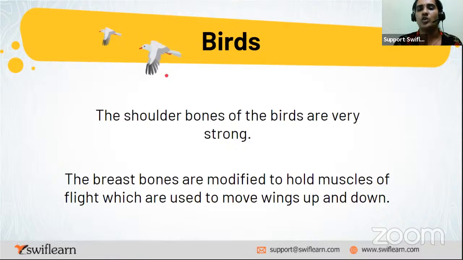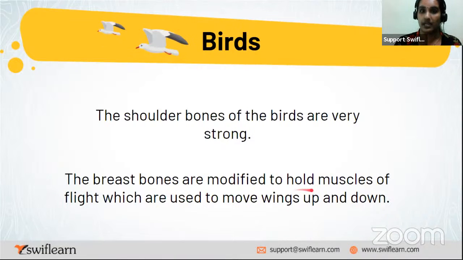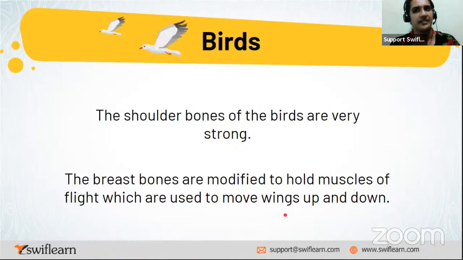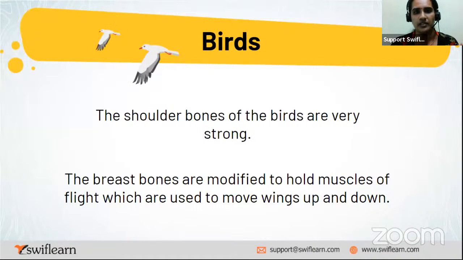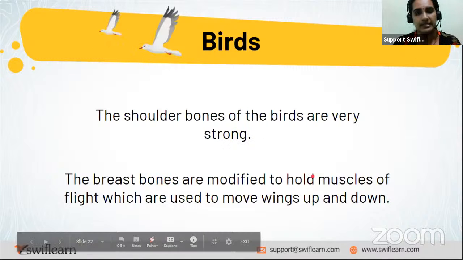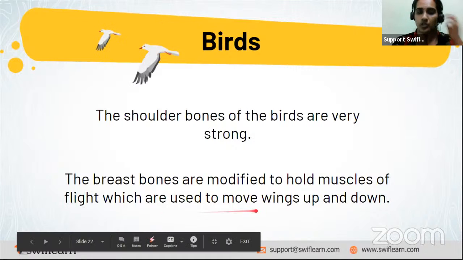So the breastbone is mainly modified to hold the muscles of flight, which are used to move wings up and down. So it's not an easy task. It is really very difficult. They are putting full strength into flying. Understood? The shoulder bones of the birds are very strong. The breastbones are modified to hold muscles of flight, which are used to move wings up and down. So that is about the breastbones.